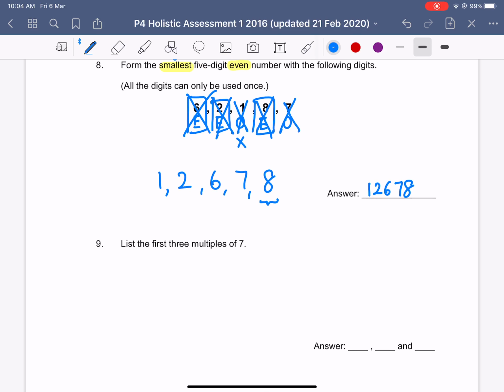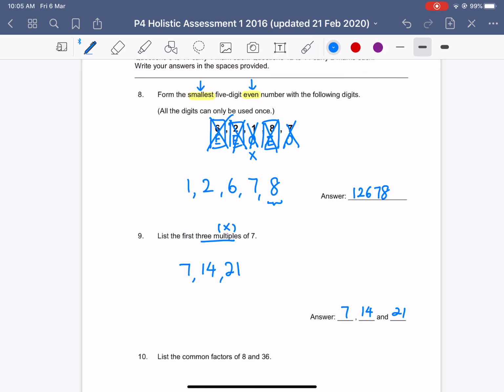Next, question number 9. List the first 3 multiples. Multiples means multiply. So your 7 times table goes like this: 7, 14, and 21. All right.